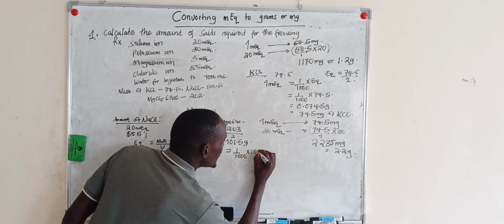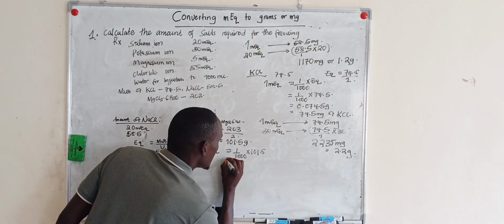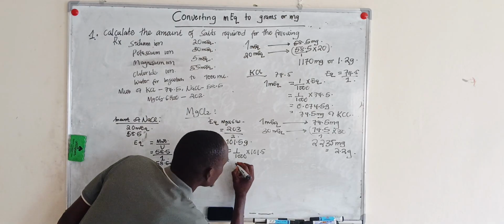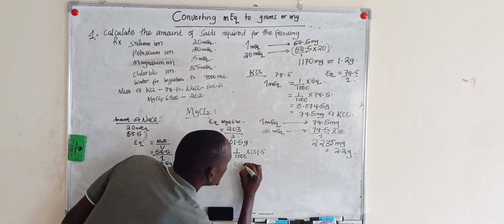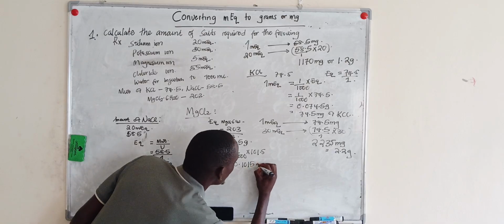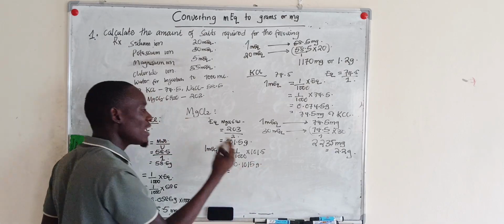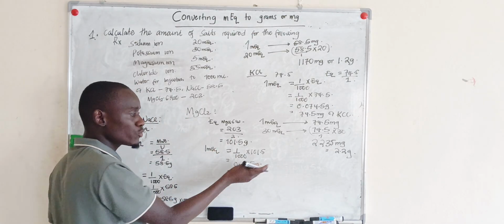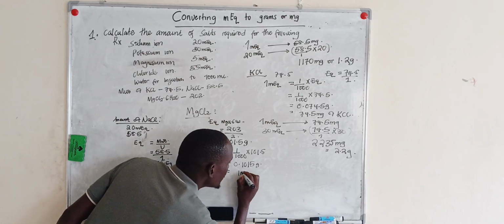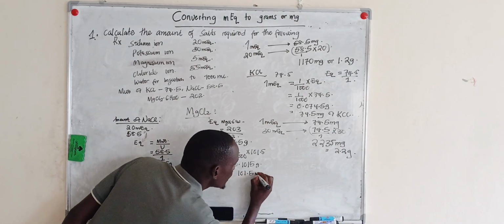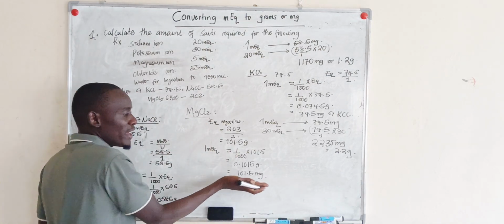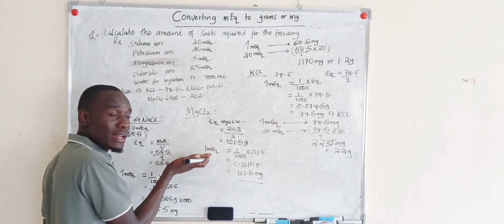But remember, 1 milliequivalent is equal to 1 out of 1,000 times the equivalent weight, which is 101.5. And when we compute this, we are going to get 0.1015 grams. And when we convert this back into milligrams, we simply multiply by 1000. So we shall have 101.5 milligrams.